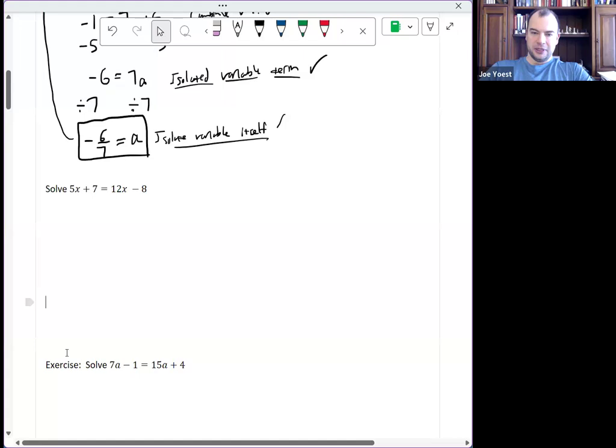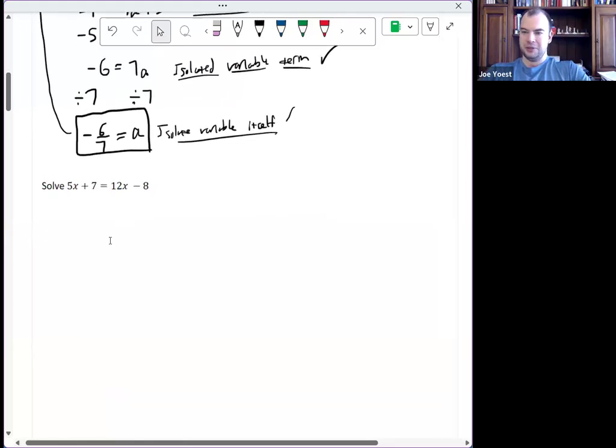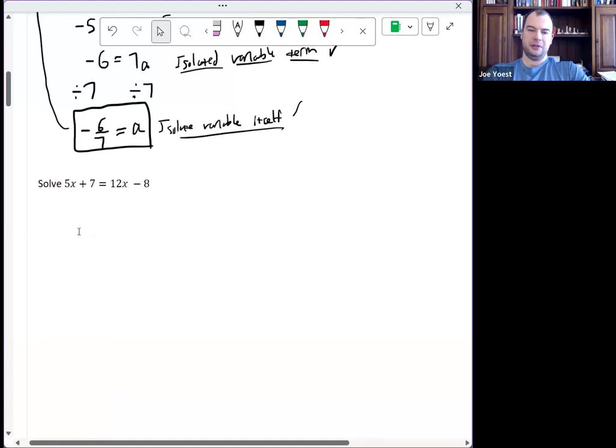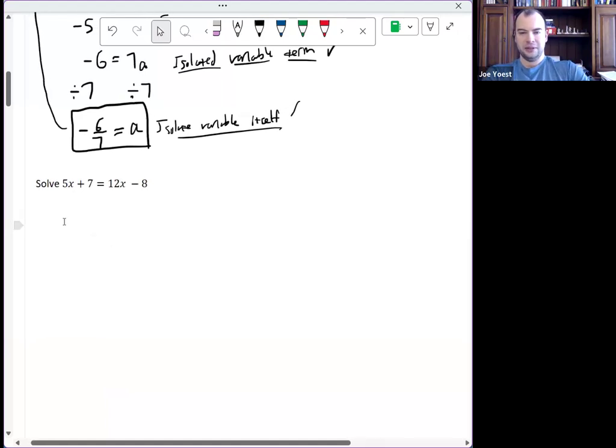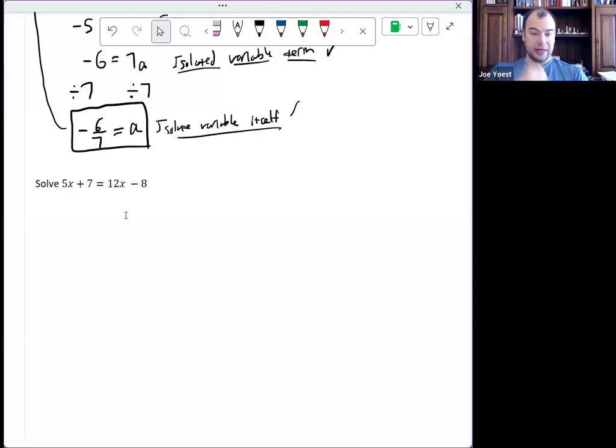Okay, let's look at another example down here. So 5x plus 7 equals 12x minus 8. Let me zoom this in a little bit. There we go. So 5x plus 7 equals 12x minus 8. Again, I note that each expression individually, 5x plus 7, 12x minus 8, there's no simplification to be done. Can't combine any like terms, can't distribute anything out, nothing like that.